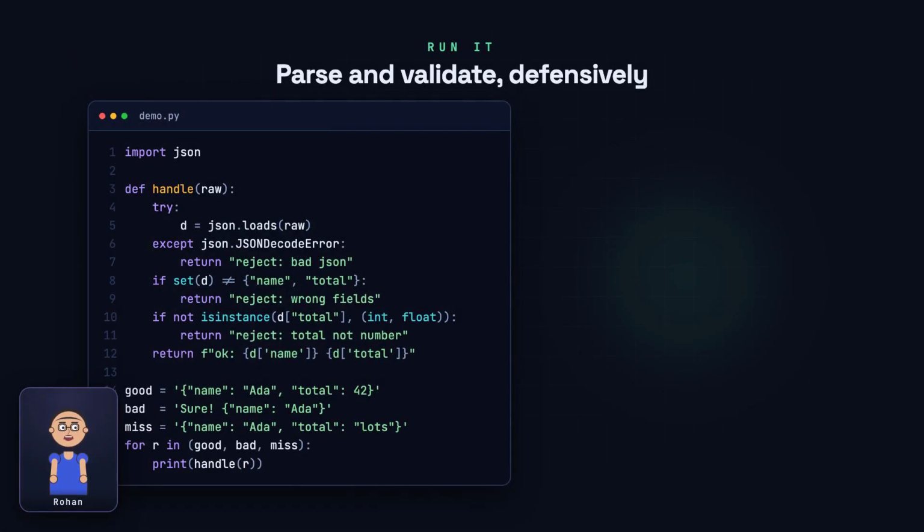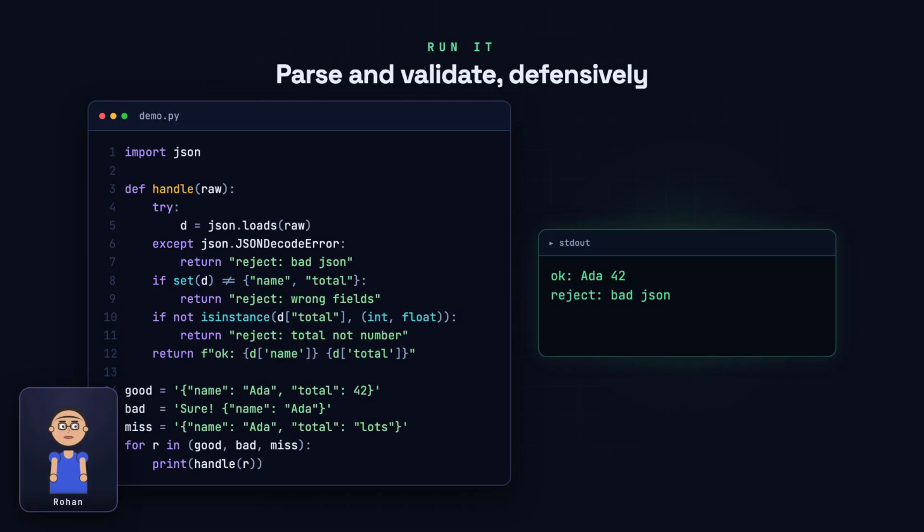Here's the whole gate in real Python. One clean reply, one with a chatty prefix that breaks parsing, and one where total is the word "lots". Notice the code never trusts the model. It parses inside try except, checks the field set, then checks the type. Each bad input is rejected with a clear reason, instead of poisoning the system.